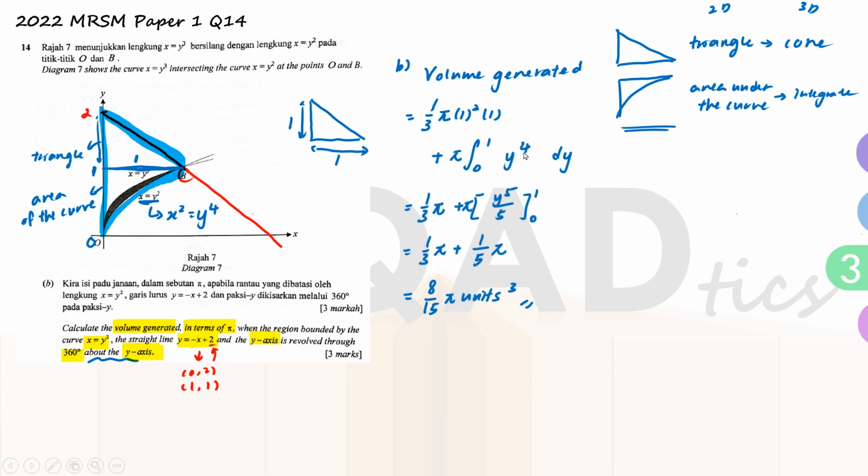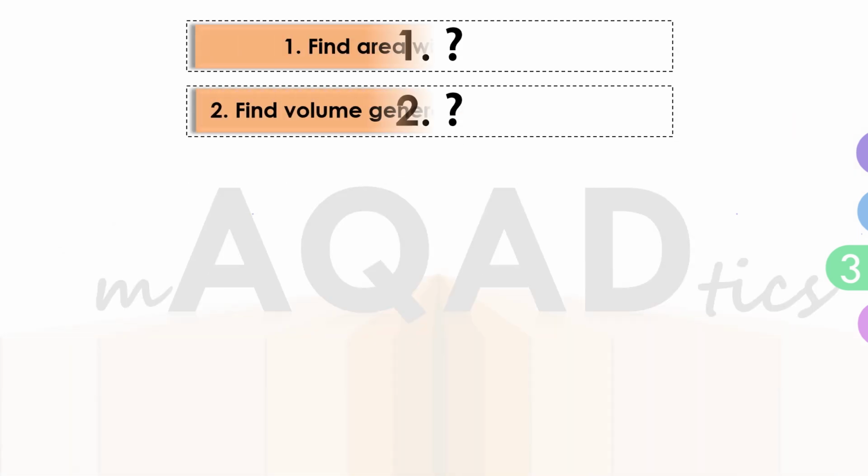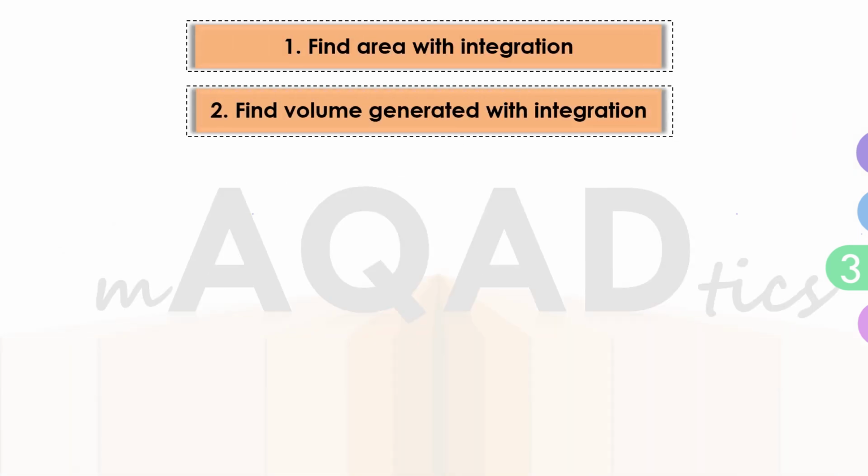So by integrating and subbing in the values into this expression, you'll find that the answer is 8 over 15 pi units cubed. And with that, we have completed today's question. So here are the 2 things we need to learn from this video, which is to use integration to find the area and the volume generated.